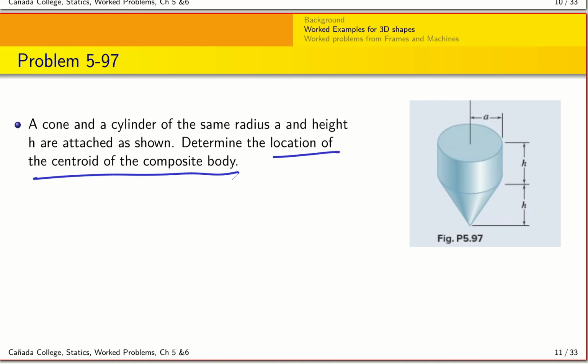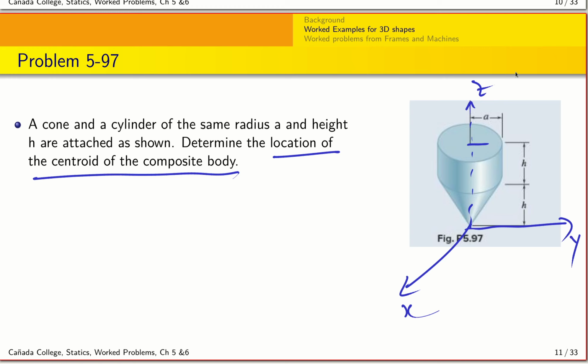As you can see here, an axis has not been specified. So the way we can go about doing it is that we can lay out an axis, and if we are smart, we are going to lay out an axis that utilizes the symmetry of the body. Since it's a cylinder and a cone, there is an axis of symmetry passing through the tip right here, right? So I can place my origin right here maybe. So I'm going to say this is x, this is y, and this is z, right?